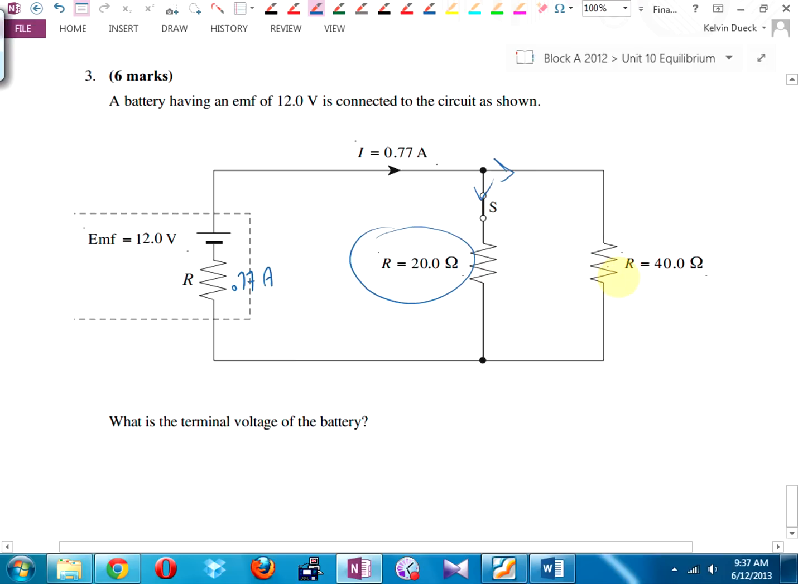This one's a bit tricky because they also didn't give me the internal resistance. If they'd given me the internal resistance, what I would probably do is walk a path and find, well, I'm starting with 12 volts. How many do I lose going through?